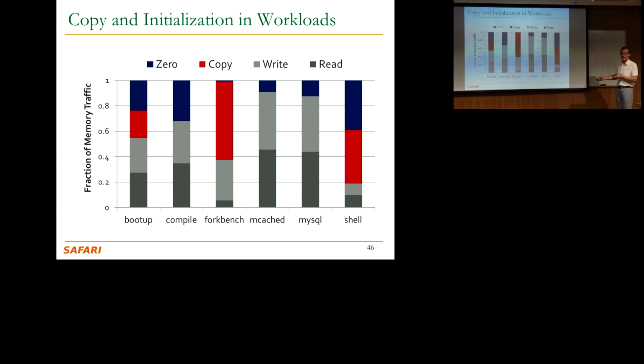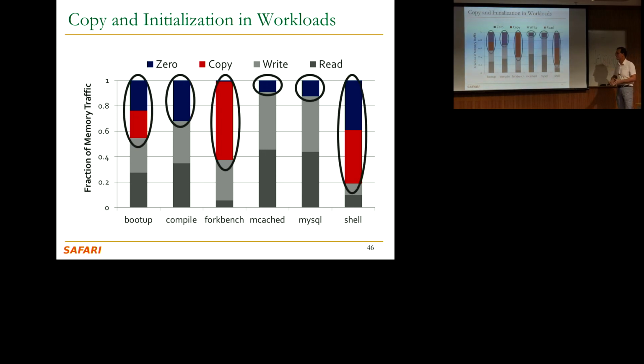And these were workloads that we had that exercised things. Like bootup actually does a lot of zero initialization, for example, a lot of copying. Forking, it's a micro benchmark, yes, but it does a lot of copy-on-write. And shell, when you're running some shell script, you actually do a lot of initialization copying also. And I'm sure there are other workloads that we didn't examine because of our infrastructure limitations.